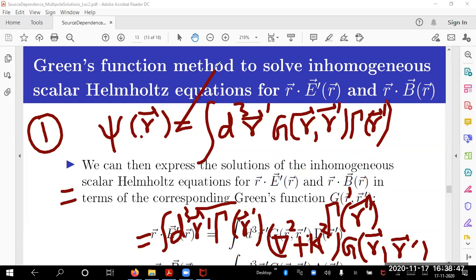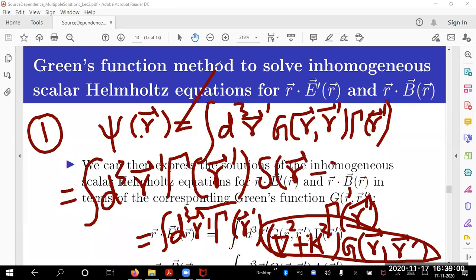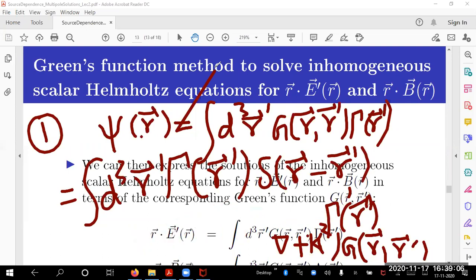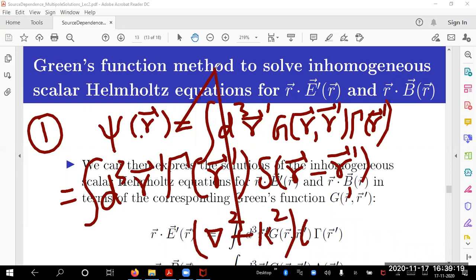If I know this acting on g of r prime, I know this integral d cubed r prime and gamma of r prime. And this is known to me. I am using it and writing this is delta r minus r prime. After I write it, I will erase it because there is no place. I had told you earlier, last slide, that I know the property of a Green's function. Given a differential operator, there is a Green's function, and that is equal to delta r minus r prime.